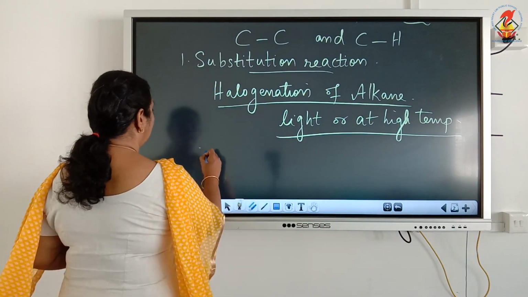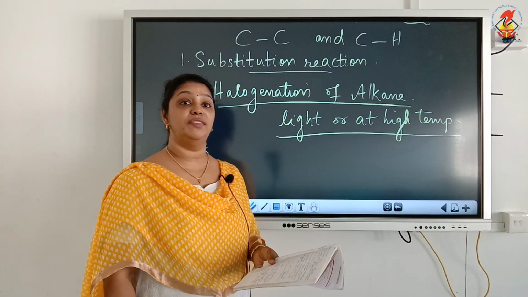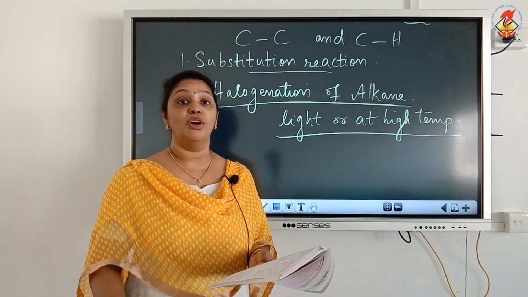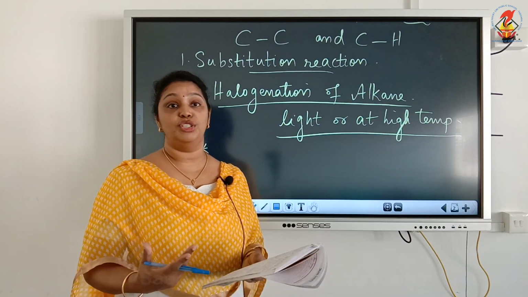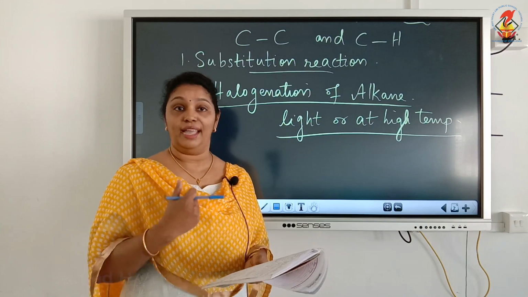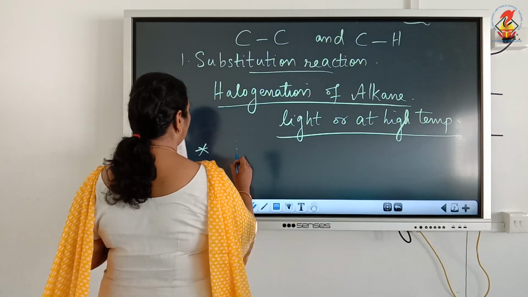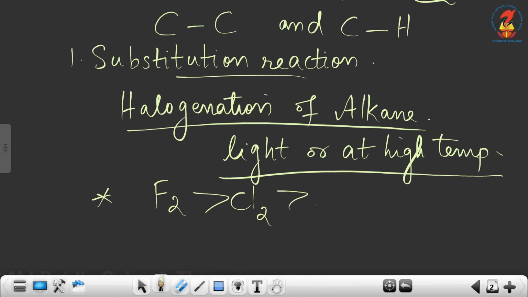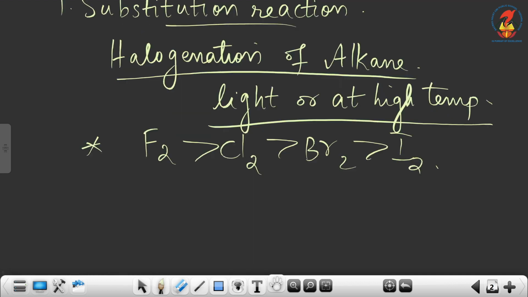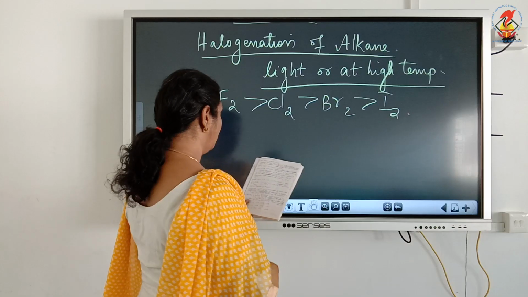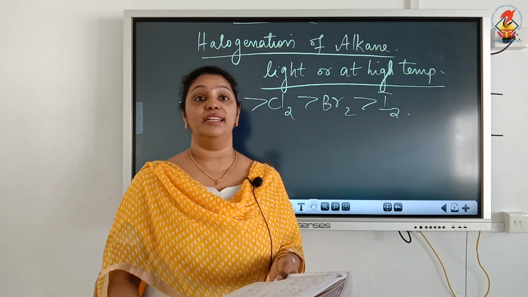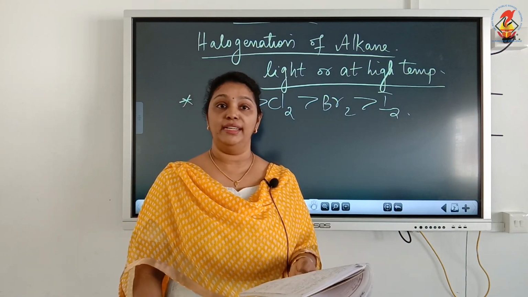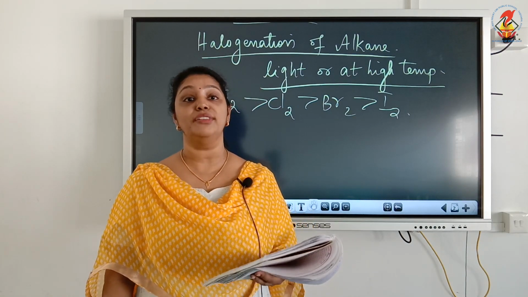Now, let's see the order of reactivity of halogens towards alkanes, or which halogen will react faster with an alkane. The order is fluorine greater than chlorine, greater than bromine, greater than iodine. So, this is the order of rate of reaction of alkanes with halogens. Fluorination is a vigorous reaction, and it is very difficult to control.